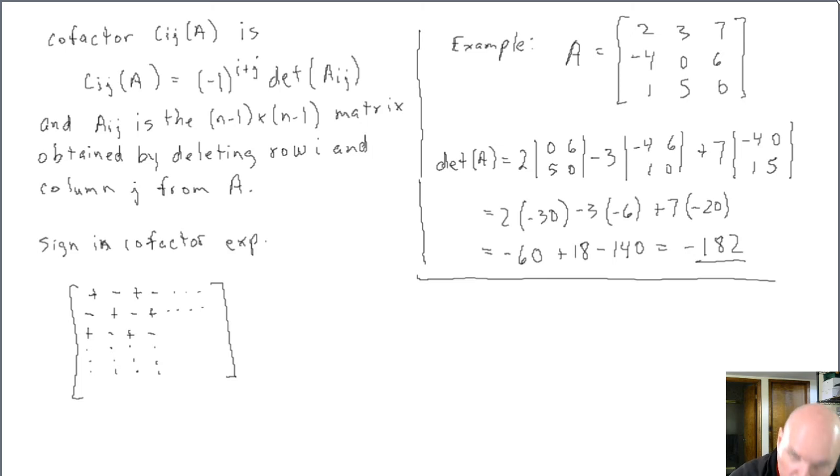Furthermore, although I wrote the definition of the cofactor expansion using the elements in the first row, the cofactor expansion can actually be done along any row or column. So you can take advantage of that by looking for rows and columns that have a lot of zeros in them. Okay, so let's do a 4x4 example.